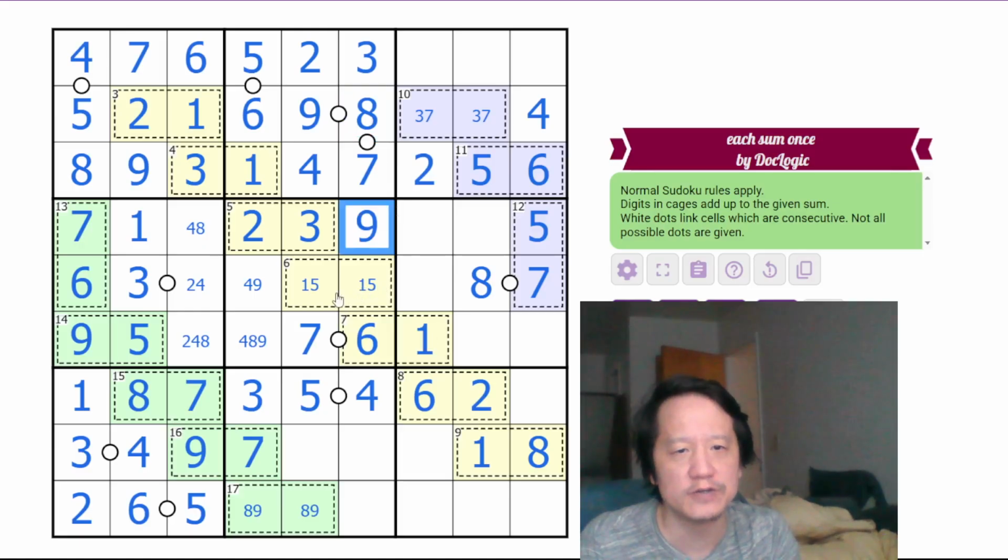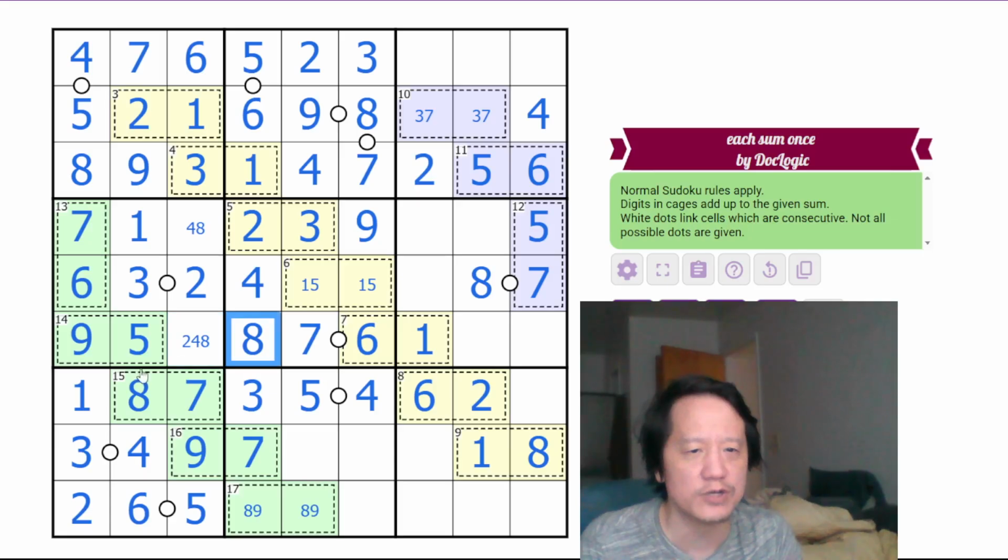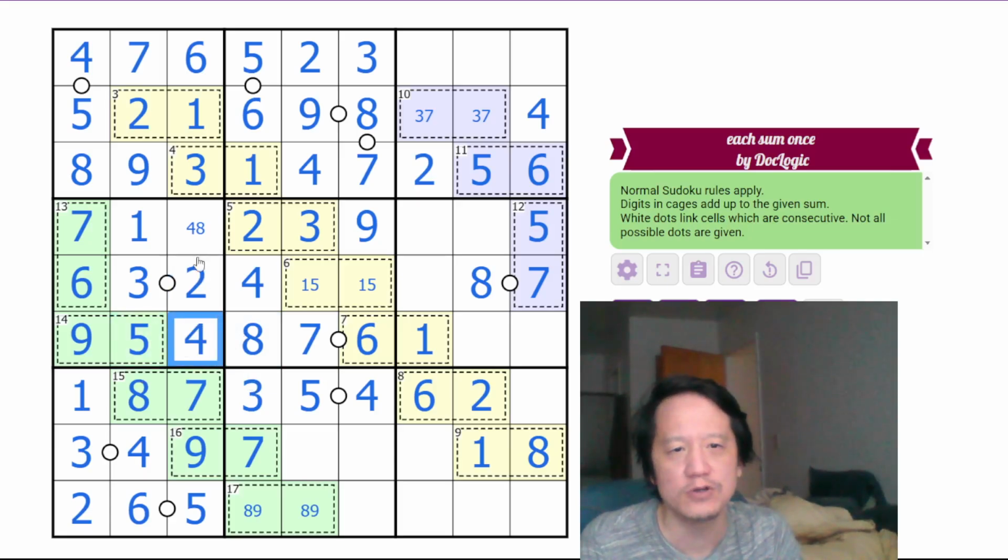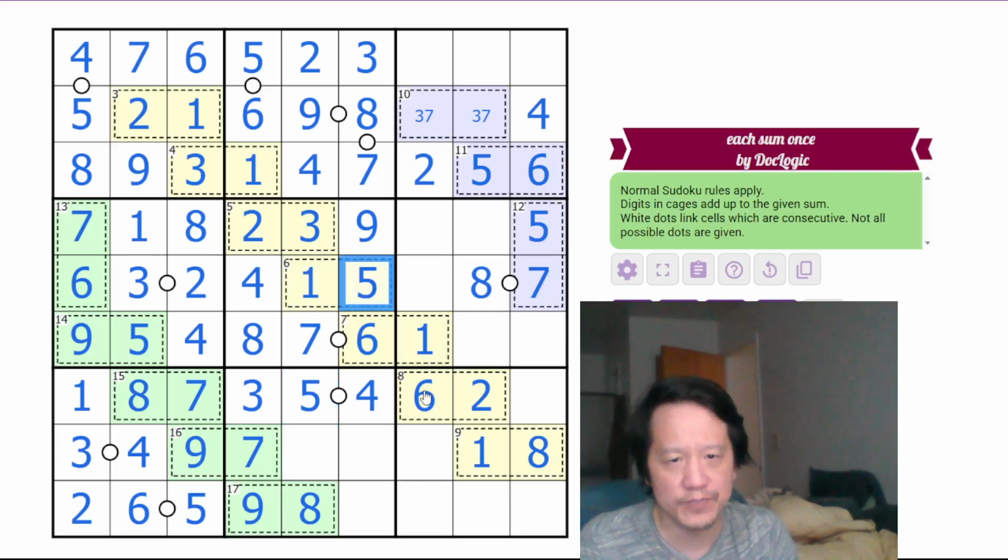8 eliminates 8 here, so it's 9, which makes this 4, which makes that 8. 4 eliminates 4 here, so that's 2. This can't be 2 or 8 because of 2 in the box and 8 in the row. So we have 4 and 8 there. 9 eliminates 9 here, so it's 8 and 9. 5 eliminates 5 here, so it's 1 and 5.